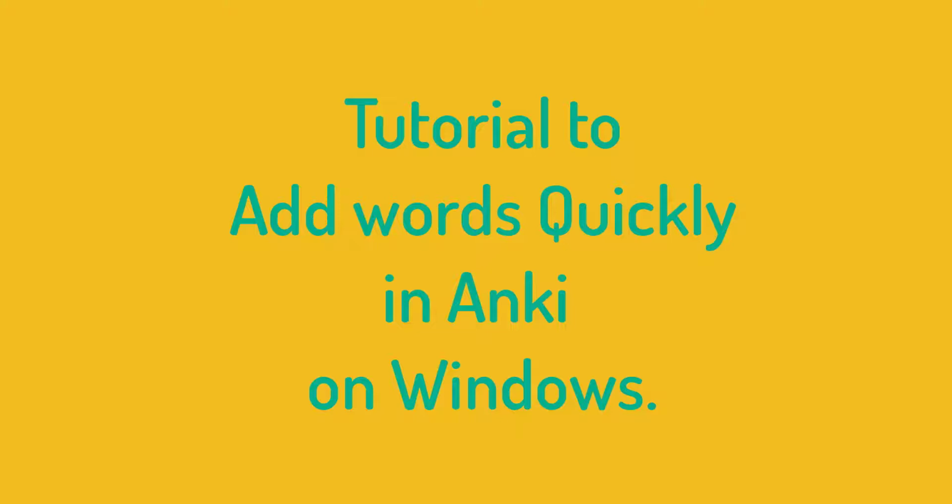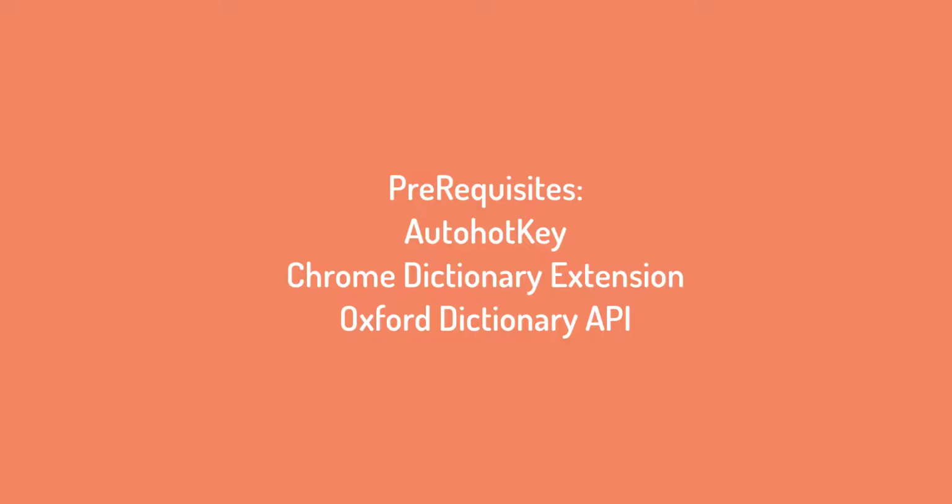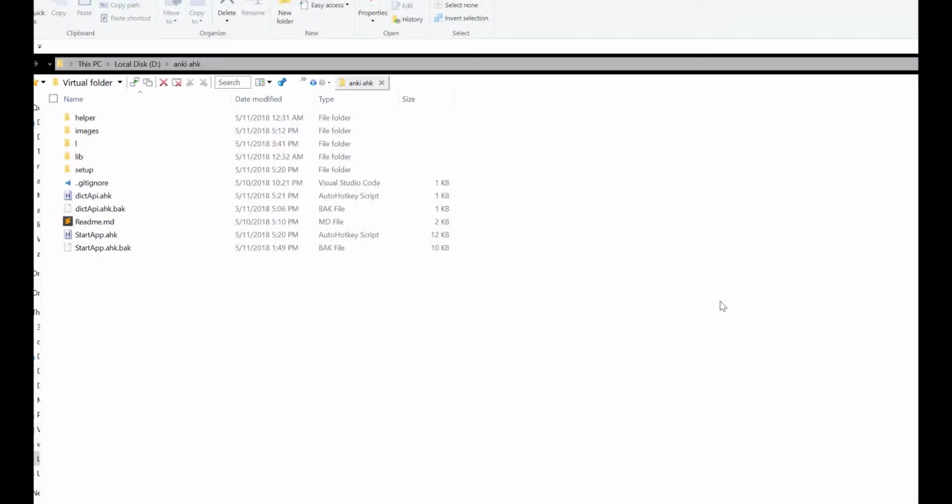If you ever find the process to add words to Anki complex, then this video is surely for you. You need to download AutoHotkey, which is a scripting language software and it's free. Next, you download Chrome Dictionary extension and lastly the Oxford Dictionary API. After downloading the project from the link below in the video, you will click the start app.ahk.